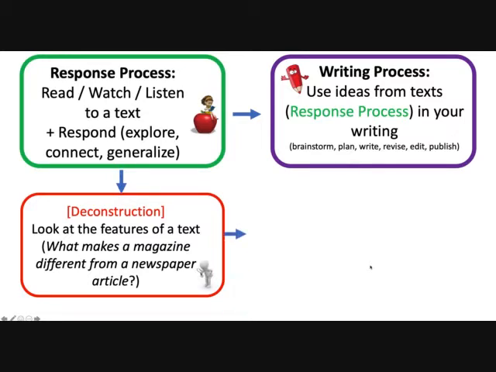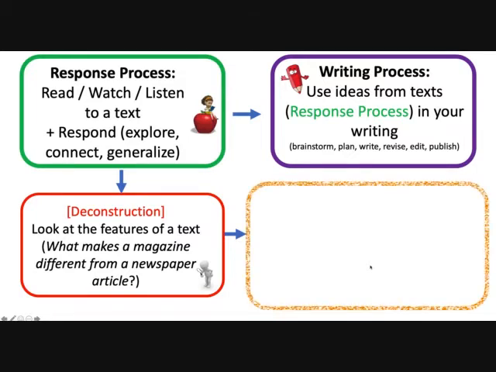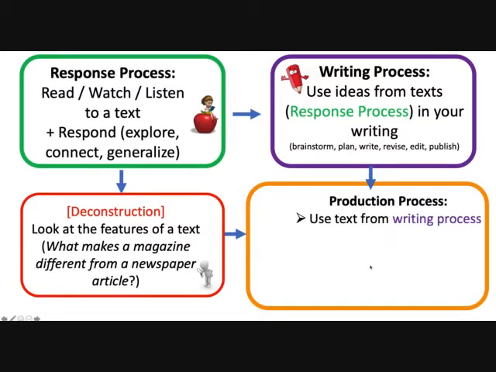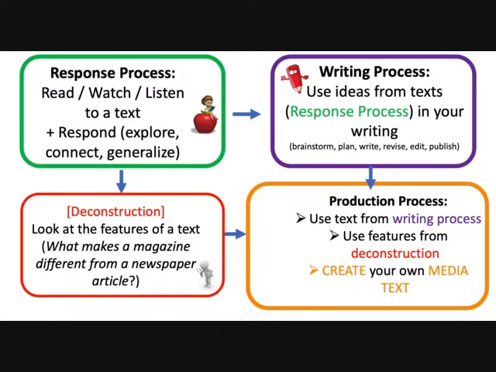So once you've done the response process by deconstructing the features of the text, we then use both the response process and the writing process and deconstruction in what's called the production process. So in the production process, we use text from the writing process. So we read a story and respond by writing our own script, for example. You use the text in the writing process. You use features from the deconstruction. So you look at what makes a film or a film script. And students create their own media text through the pre-production, production, and post-production.